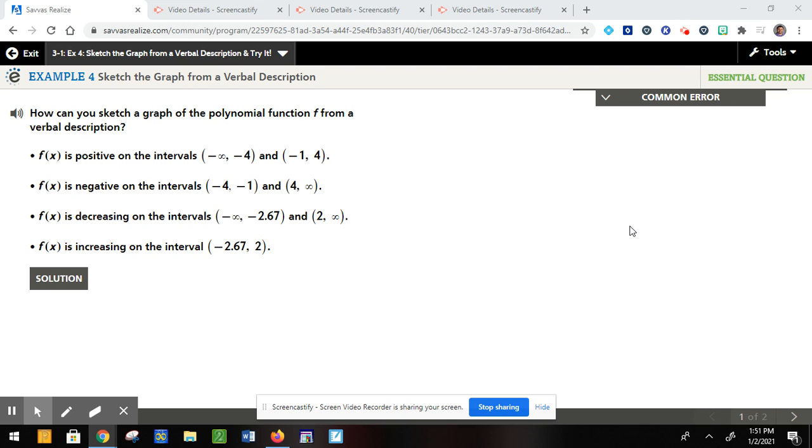Right, now we're going to sketch a quick graph based on some verbal descriptions. So essentially the information you're going to be given is where the graph's positive, where the graph's negative, where the graph's decreasing, and where the graph's increasing. That actually is enough to give you a sense of some important factors of this graph.